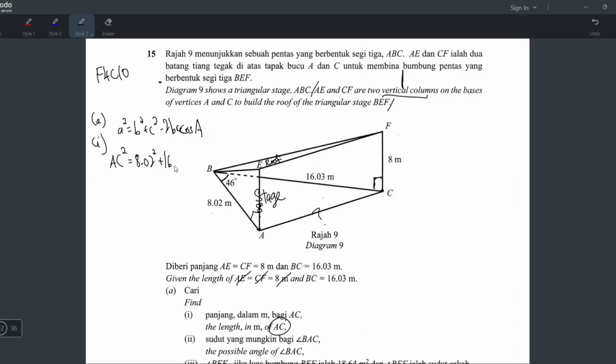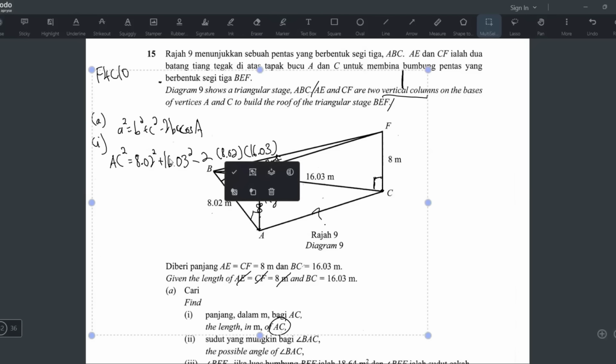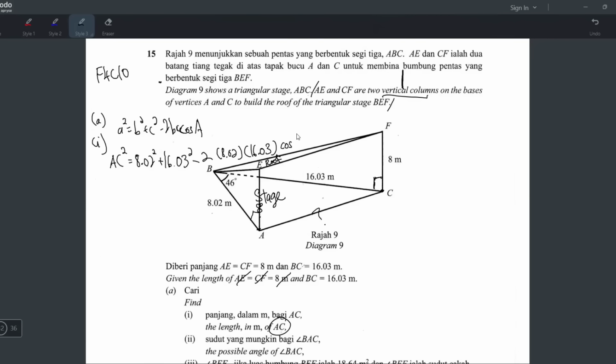8.02 squared plus 16.03 squared minus 2 times 8.02 times 16.03 and then cos A, which is cos 46. Not enough space, whatever, I will just write here. For this you don't need to press one by one, just press everything at once in the calculator. So I get 142.67. But don't forget there's a square here, so take the square root. So your AC will be the square root of the answer, which is 11.94.